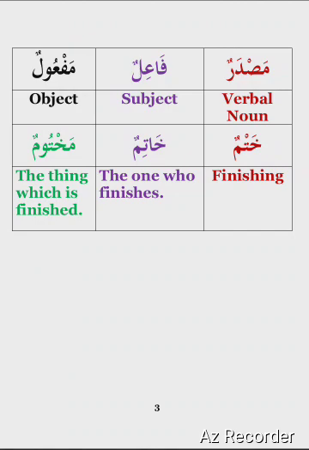Fa'ilun hatimun. So the maf'ul is mahtumun, the thing which is finished. Mahtum. So we use the term mahtum to represent that in a sentence. La'allaka fahimt. I hope you understand. So you must learn how to do the tasrif of the verb khatama from the beginning to the end without looking at the reading manual. I hope you understand. MashaAllah.